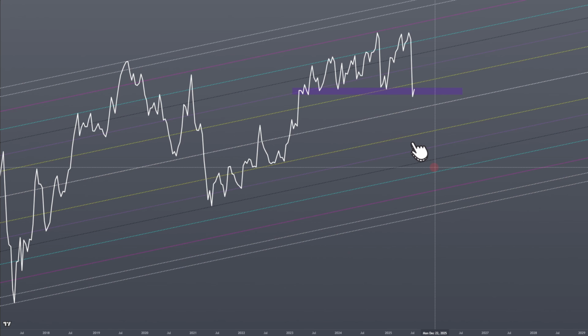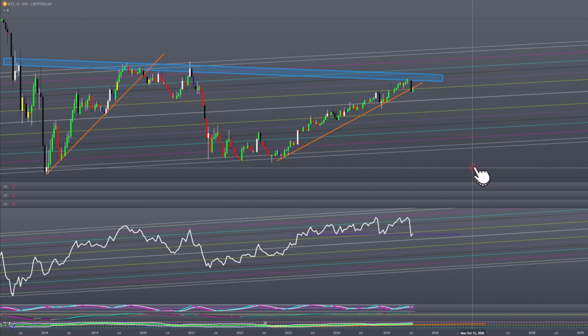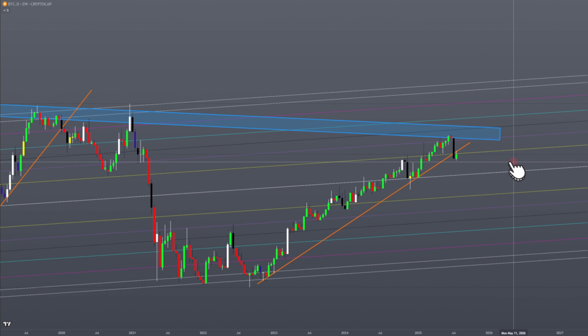Now, we can also see here the horizontal support to the RSI has finally been broken. It's been intact since March of 2023, so over 2 years at this point. Again, like I said, finally been broken.